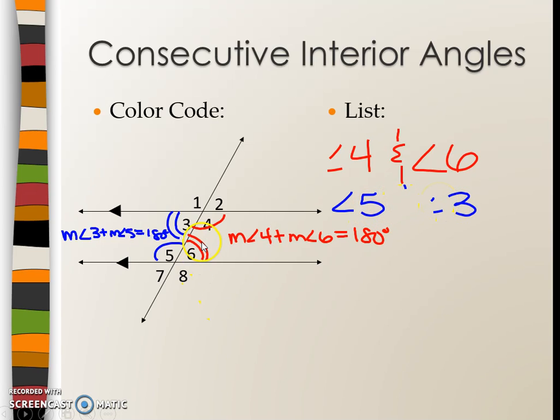And when you have these two, they are supplementary. So angle 4 plus angle 6 is 180. So when you add these two angles, they're 180. And then angle 3 and angle 5 is also 180. So 3 and 5 are supplementary angles. 4 and 6 are supplementary angles. So these are pairs of consecutive interior angles.